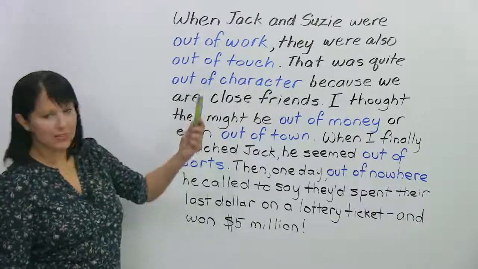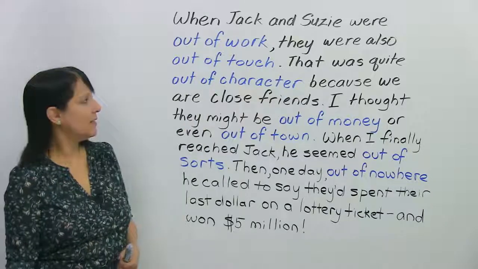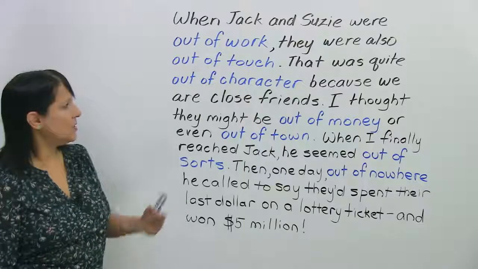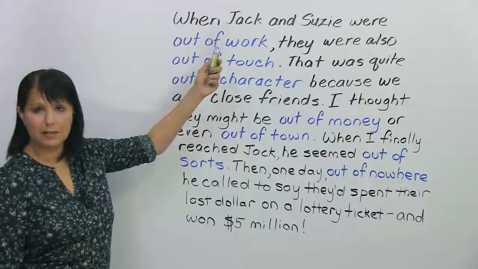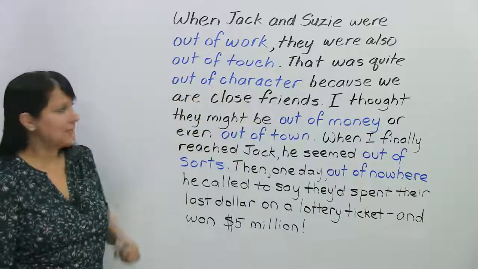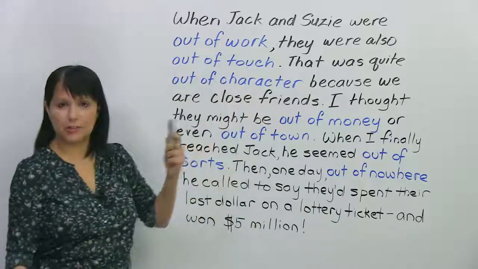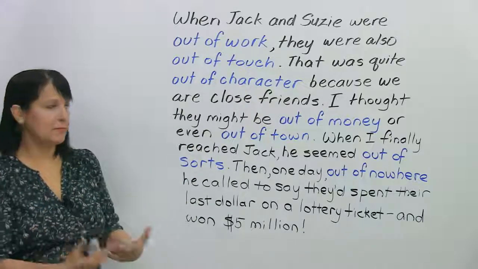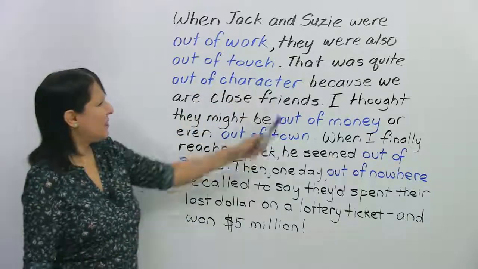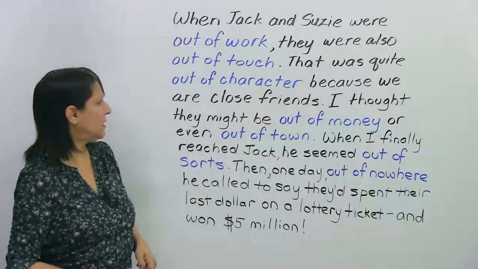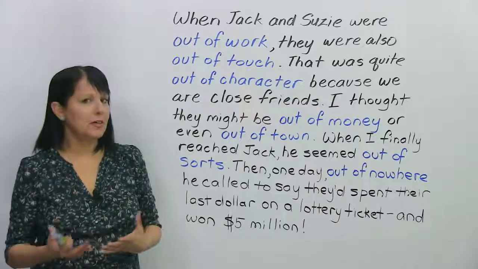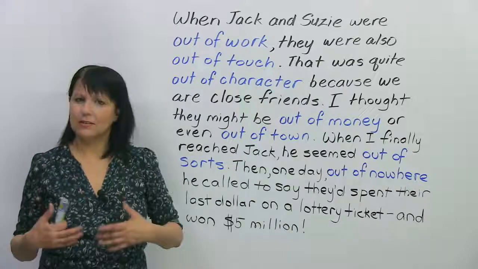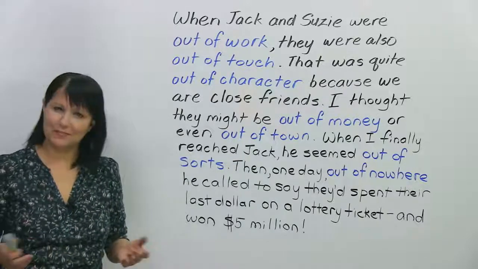So when Jack and Susie were out of work, they were also out of touch. What does that mean? When Jack and Susie were out of work means when they were unemployed, when they didn't have jobs. They were also out of touch. They were also not in contact with me. Let's say that's what we're going to find out. That was quite out of character because we are close friends. Out of character, that was out of character of them to do that, means it's not typical of them, not normal, not the way they usually behave.